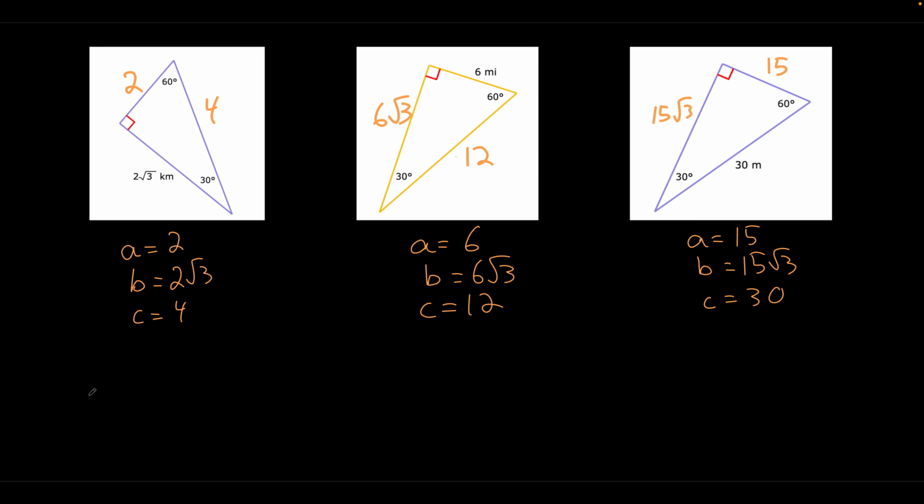All right, same deal. Here is a 30-60-90 triangle. I've given you all the answers. Let's see, pause the video and see if you can find some patterns. Okay, now that you've had time to work these problems, let's check what pattern you came up with.